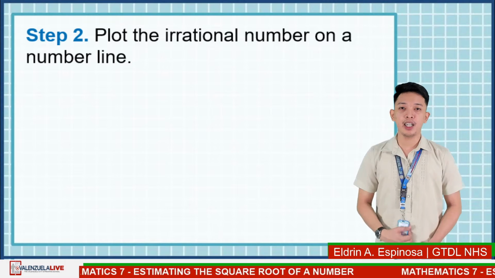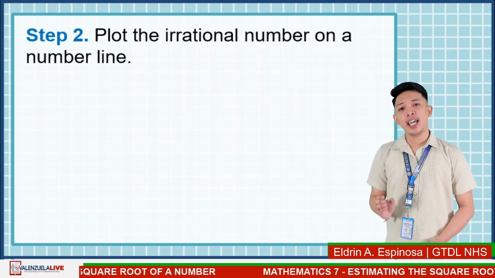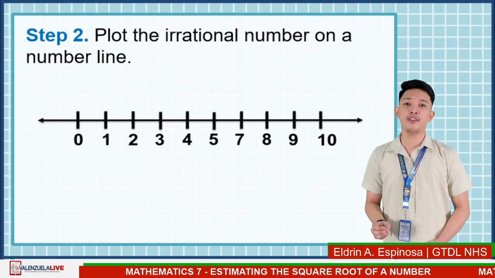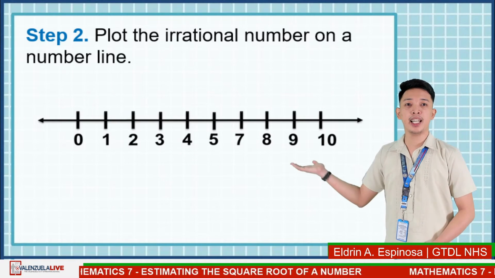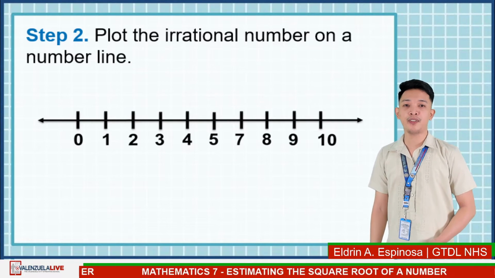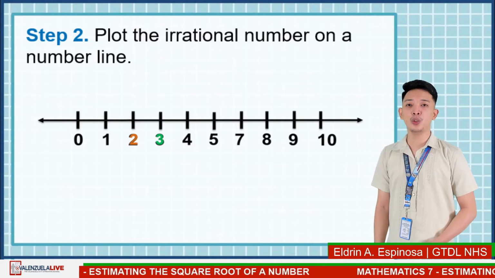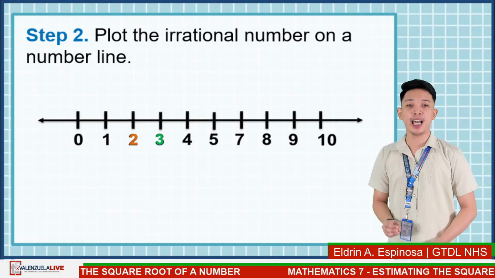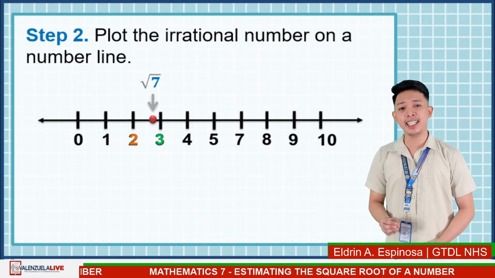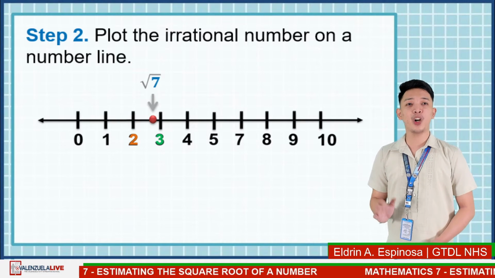Second step, plot the irrational number on a number line. This will help us estimate its decimal value. Consider the location of square root of 7 on the number line. Since square root of 7 is closer to square root of 9, which is 3, than square root of 4, which is 2, we just plot the point a little bit closer to 3 than to 2. It will also give us a hint that the number in the tenths place is more than 5, probably 6 or 7.